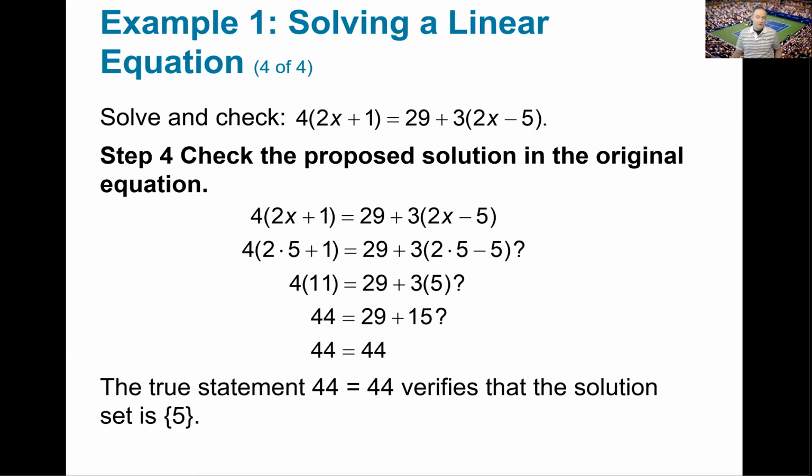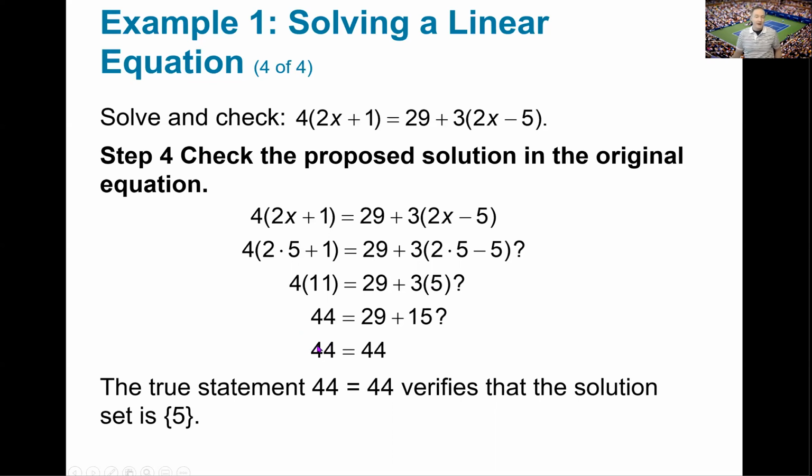So my number is a 44 on the left-hand side. This is only a true statement if I have a 44 on the right. Well, please notice, when I plug a 5 into the right-hand side, I have 2 times 5 minus 5. That's 10 minus 5, which is 5. So now on the right-hand side, I have 3 times 5 is 15. 15 plus the preceding number 29 also gives me 44. So yes, both sides are equal to 44 if x is equal to 5. And that was our whole point.